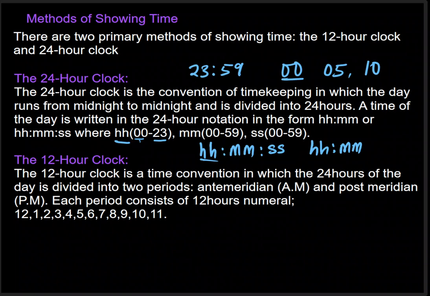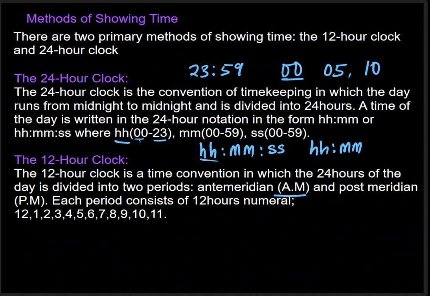So let's move to the 12-hour clock system. Now, this is a time convention in which the 24 hours of the day is divided into two periods, which is the ante-meridian and the post-meridian. So the ante-meridian is what we know as AM, and the post-meridian is what we know as the PM. All right. So that is how the 12-hour clock system works.